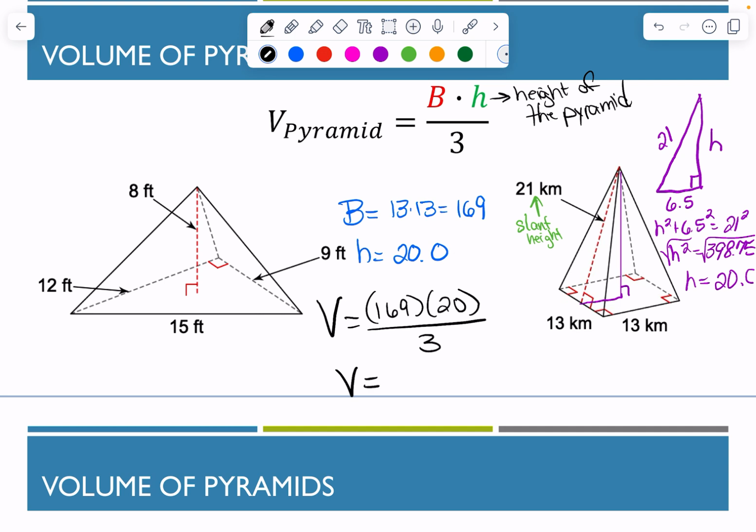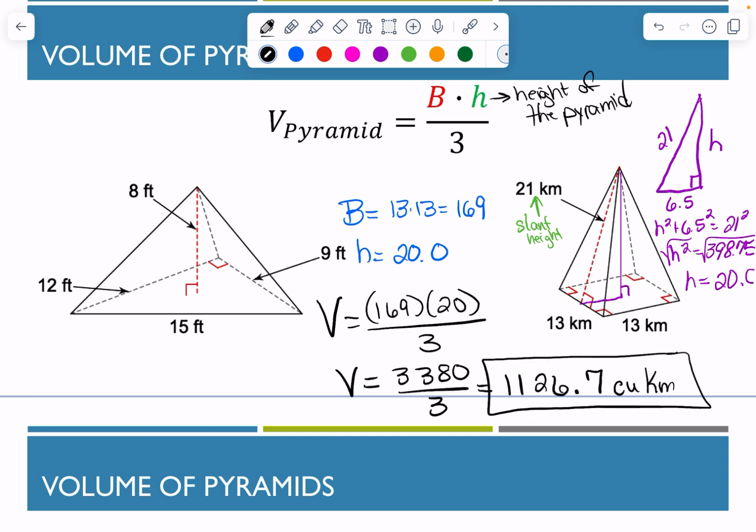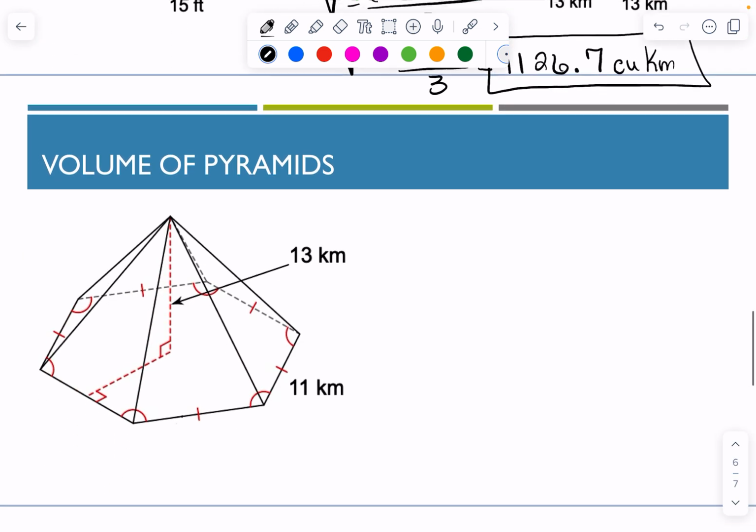So the volume is equal to 169 times 20, which equals 3,380. And I'm going to divide that by 3. And that's going to give me 1,126.7 cubic kilometers. Okay? And that's how we would work that process out when we have to find the height and we're not given it, when we're just given the slant height. All right, let's try one more here.